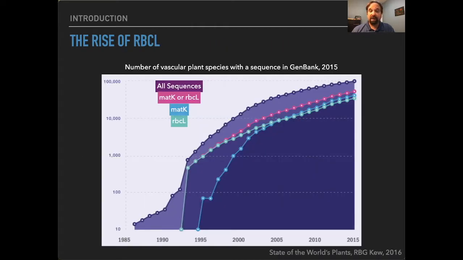Since that initial publication of RBCL phylogenies, there was a rapid expansion of available DNA sequence data for RBCL and other easy-to-amplify chloroplast genes like MATK. This graph from a few years ago shows the number of vascular plant species with one of those two markers to be in the tens of thousands.